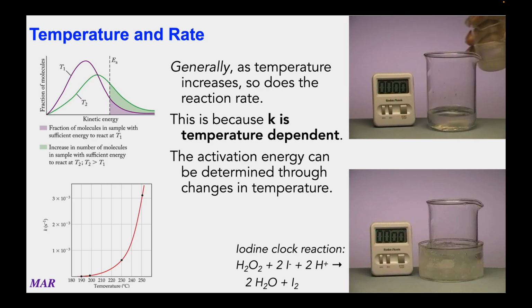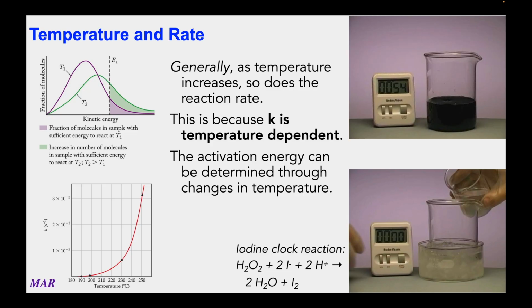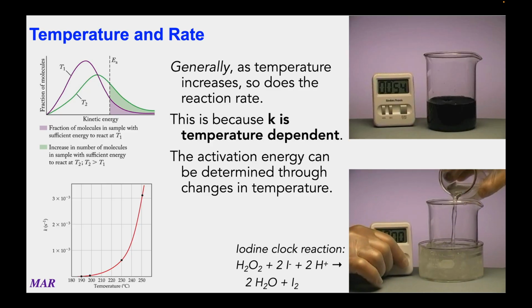A solution containing hydrogen peroxide is added to one containing iodide ion and ascorbic acid. This is a clock reaction, where after a small initial fraction of the hydrogen peroxide has reacted, a color change occurs. The same reaction can be performed at low temperature.